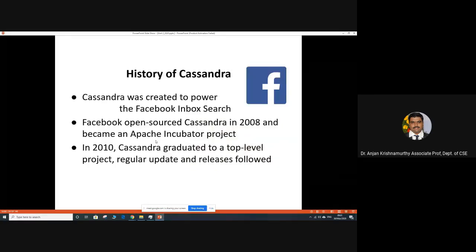Now, history of Cassandra, as I have already mentioned, Cassandra was used to power Facebook's inbox search, and Facebook open sourced the Cassandra project and it became an Apache incubator project by itself. In 2010, Cassandra graduated to a top level project. There were regular updates and releases with respect to Cassandra. And that was the time when most of the apps on mobile phones started becoming extremely popular, right? From 2010 to 2014, Android became very popular in many of the global mobile markets. That was the time when a lot of apps started coming into the markets.